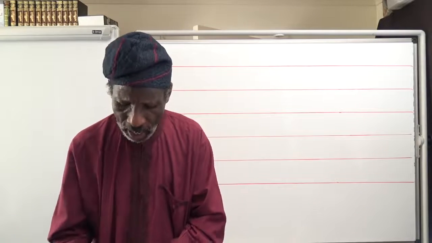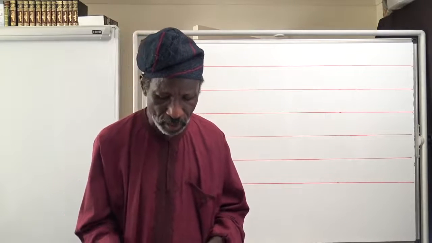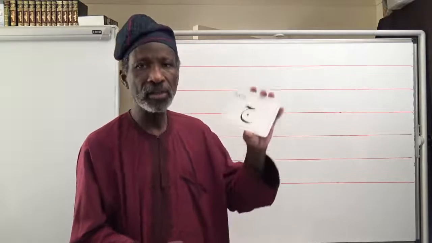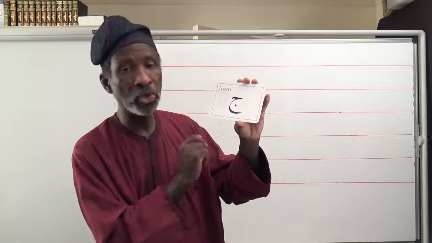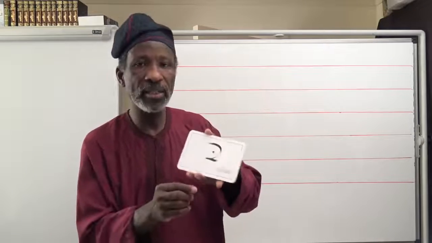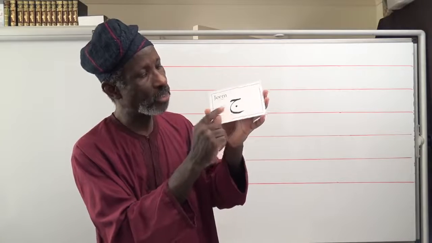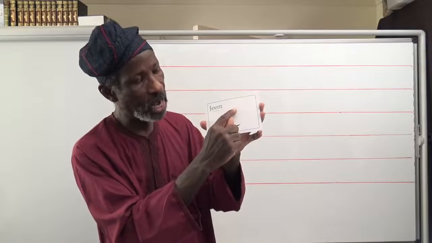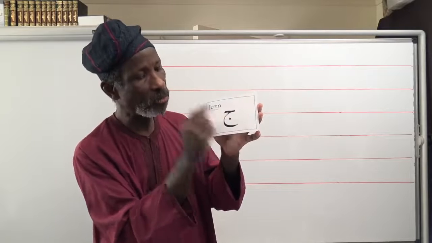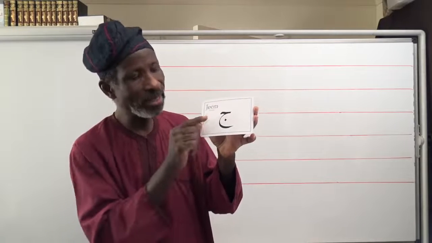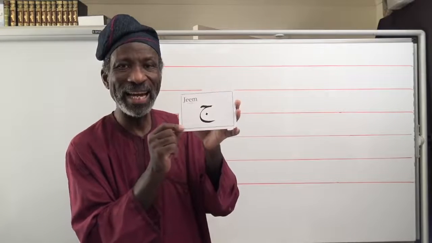Now let's move to another family of letters. The first, there are three there, and this is Jim. If you look at it, it's like a 2 upside down. So that's the shape. When you're writing, you start with the top first, and then that's a capital C, and then you put your dot inside. That's letter Jim.